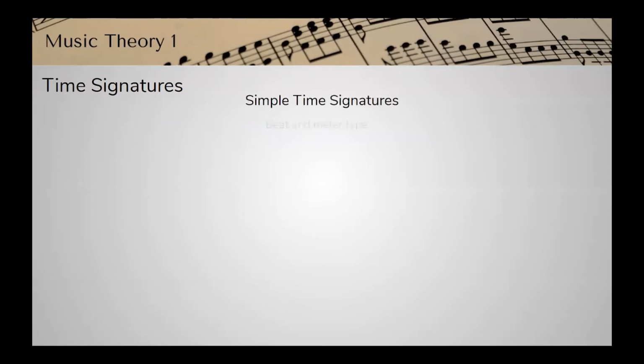Okay, simple time signatures. These are time signatures that are used to indicate that something is in a simple beat, right? A simple meter, which means that the beats are divided into two equal parts. And so the simple time signatures can tell you the beat and the meter type, the beat note, and the division of the beat. So here's an example of a simple time signature, 2/4.